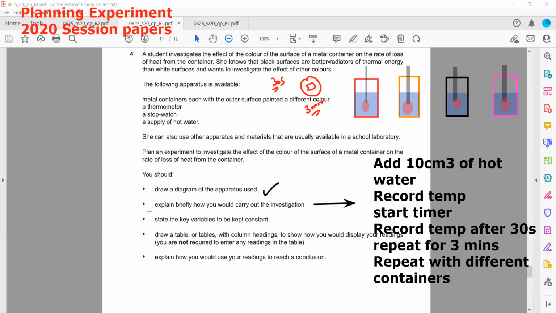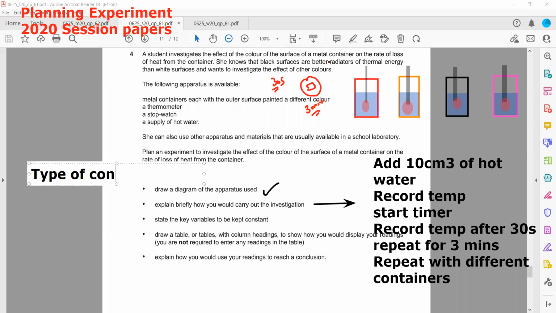Then state key variables. So what are the things we should keep constant for a fair comparison? It can be the type of thermometer, and also the quality of the container, the shape of the container, the type of the container as well.